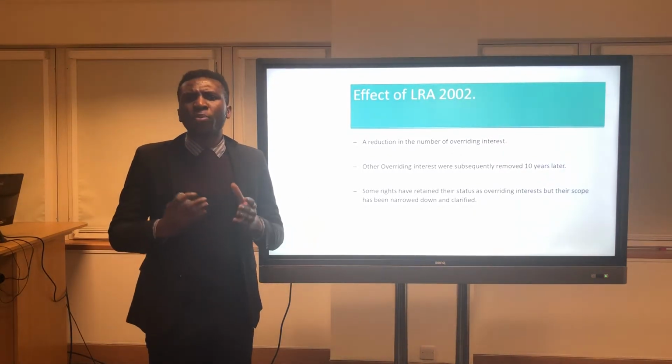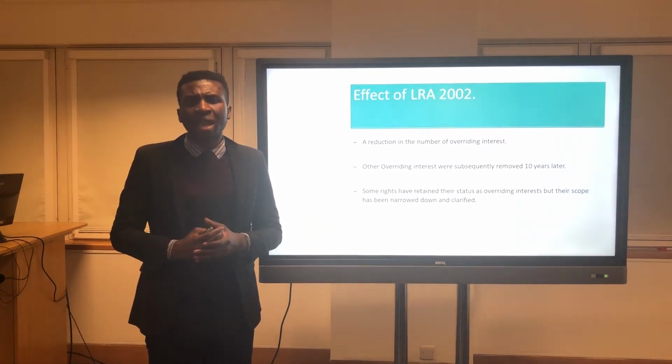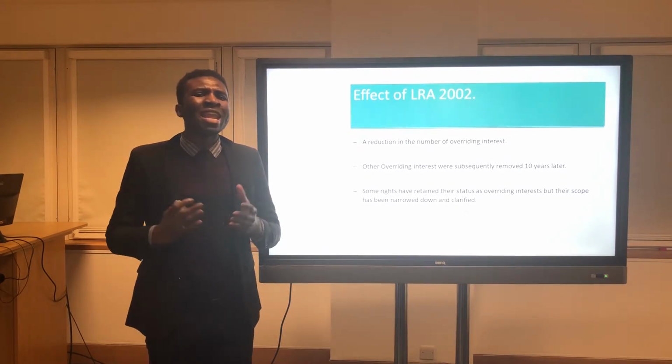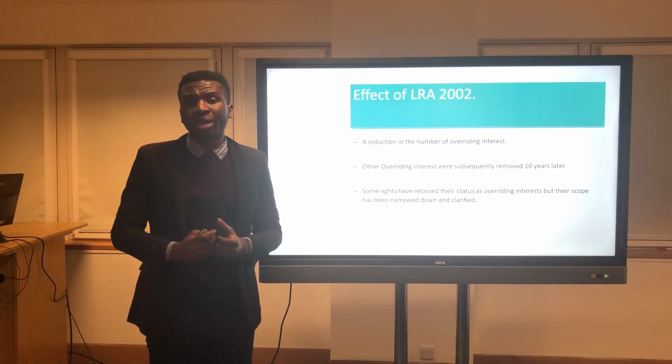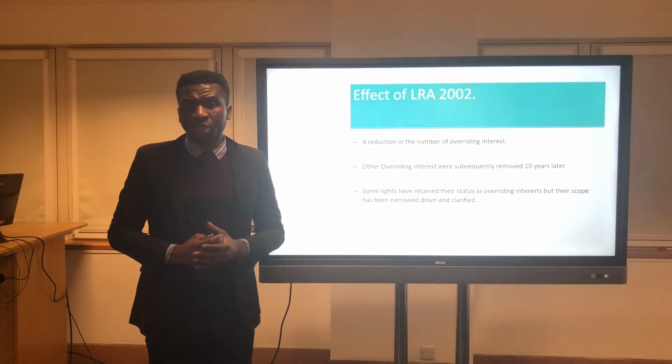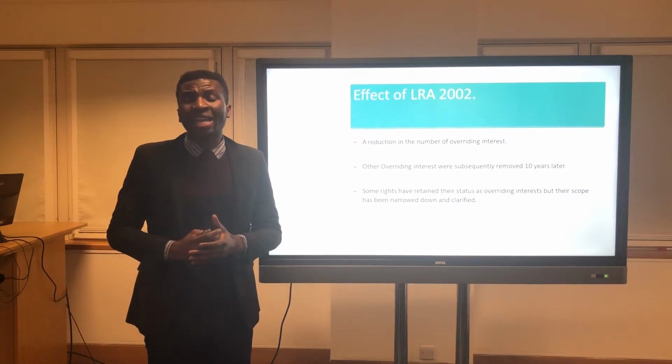However, some rights retained their status as overriding interests, but their scope was narrowed down and clarified. Examples of such rights were easements and profits under Schedule 3, paragraph 3, and significantly the right of a person in actual occupation under Schedule 3, paragraph 2.